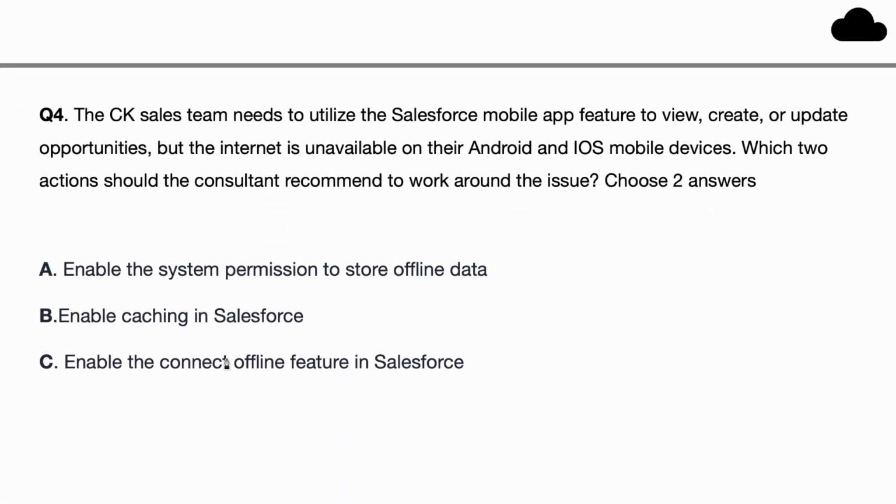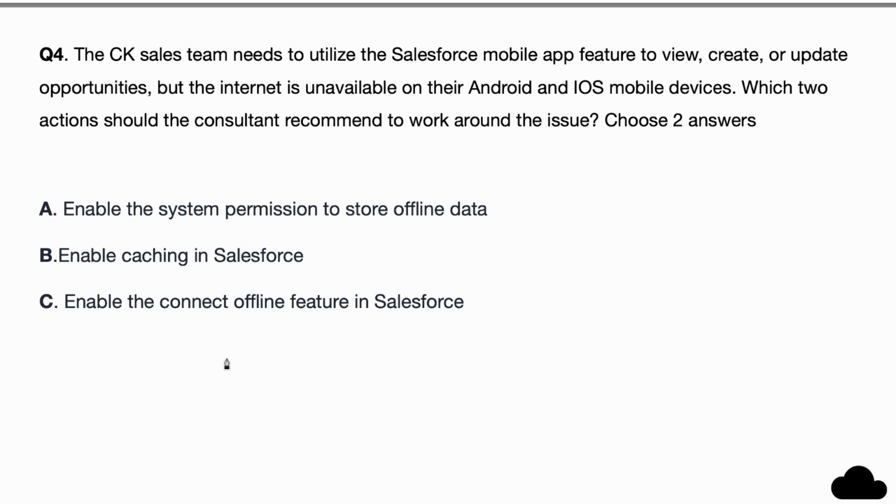Now let's move on to question 4. The CloudKicks sales team needs to utilize the Salesforce mobile app feature to view, create, or update opportunities. But the internet is unavailable on their Android and iOS mobile devices. Which two actions should the consultant recommend to work around the issue? So, A, enable the system permission to store offline data. This does not exist. There is no system permission to store offline data, okay? So we're choosing two answers, and we have two answer choices left. So let's talk about why B and C are correct.